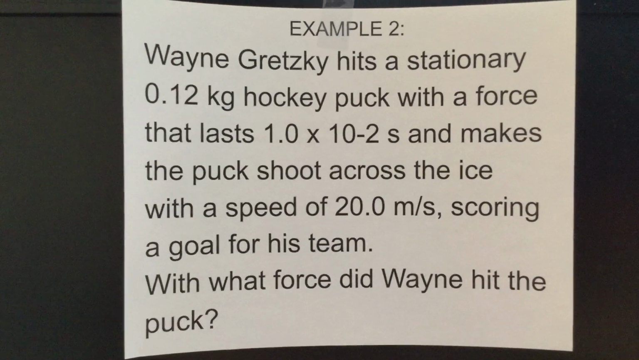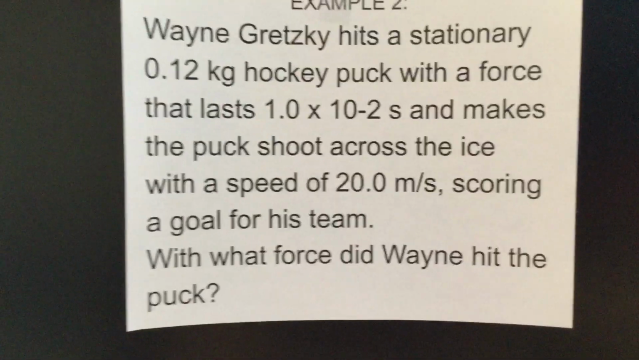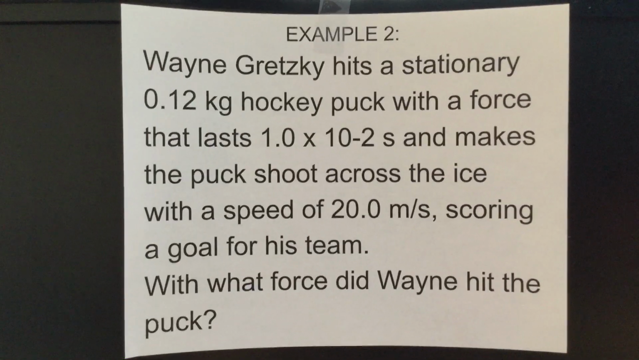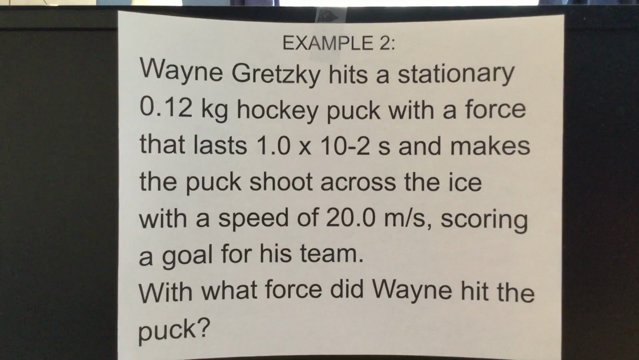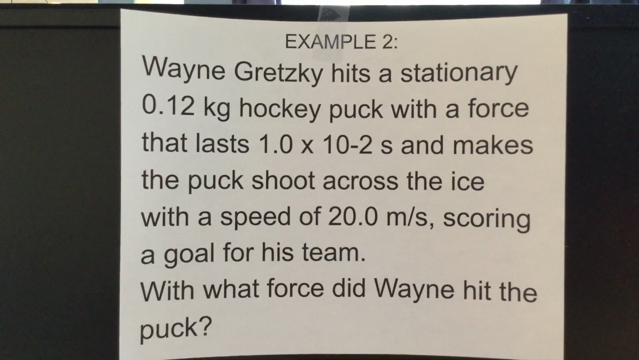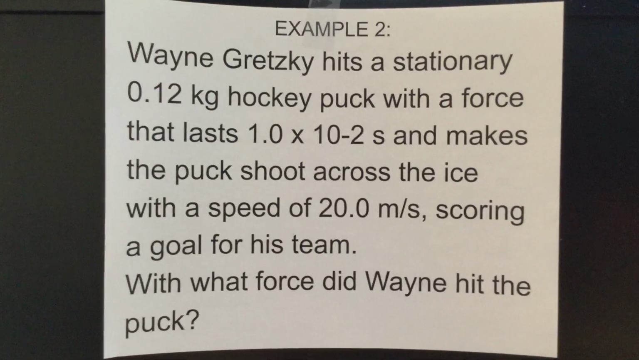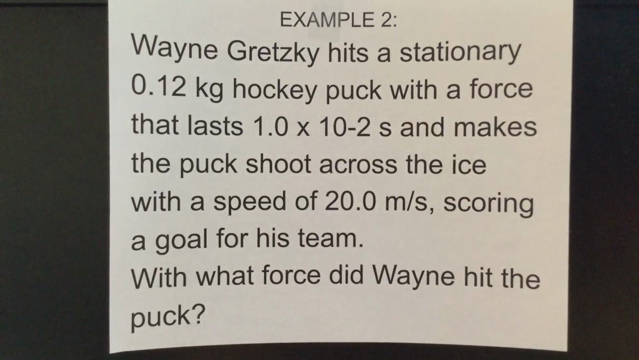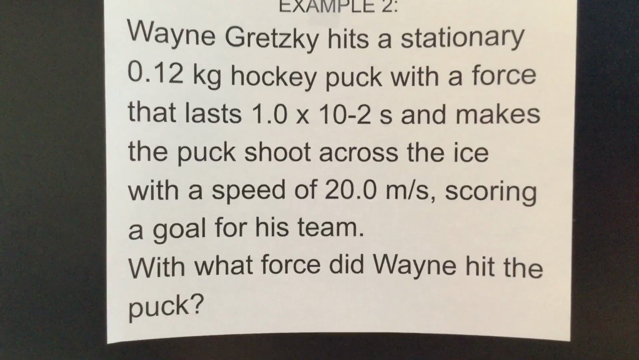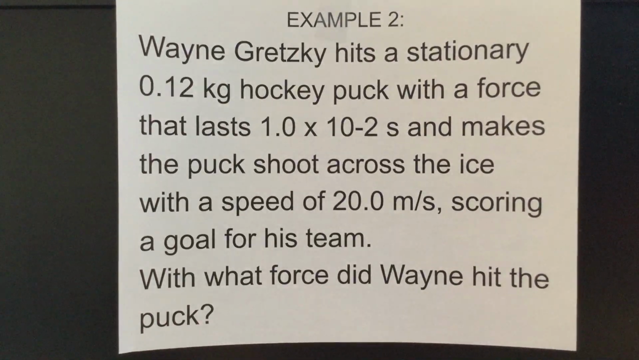Okay, so here we are on our sample problem number 2. Wayne Gretzky hits a stationary 0.12 kilogram hockey puck with a force that lasts for 1.0 times 10 to the negative 2 seconds and makes the puck shoot across the ice with a speed of 20 meters per second, scoring a goal for his team. With what force did Wayne hit the puck?